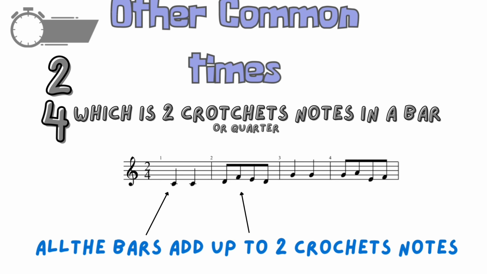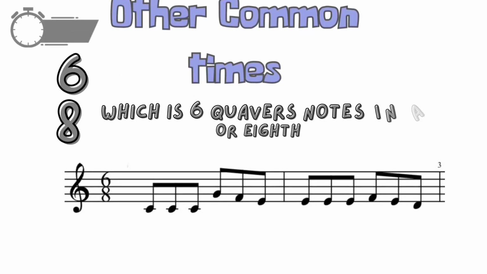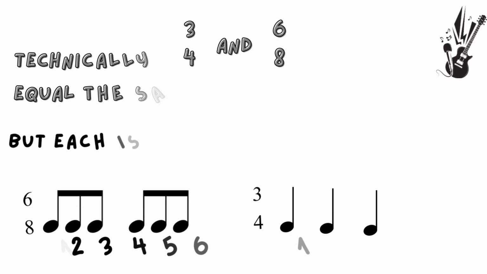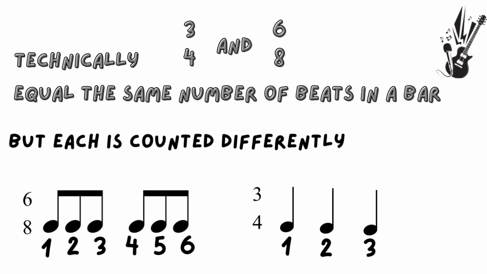Other common times are 6/8. So 6/8 is when there's 6 quavers in the bar, and because it's in quavers, you count in quavers. So you count 1 as quavers. So technically 3/4 and 6/8 are the same value in the terms of they equal the same number of beats, but they're counted differently because in 6/8 the quavers are counted as 1, 2, 3, 4, whereas in 3/4 time the crotchets are counted as 1, 2.